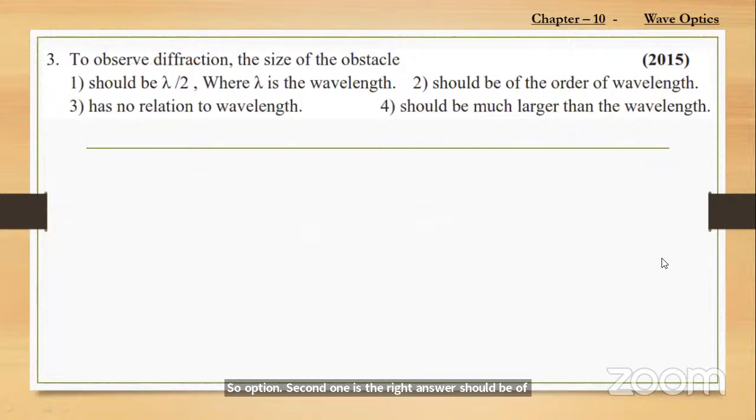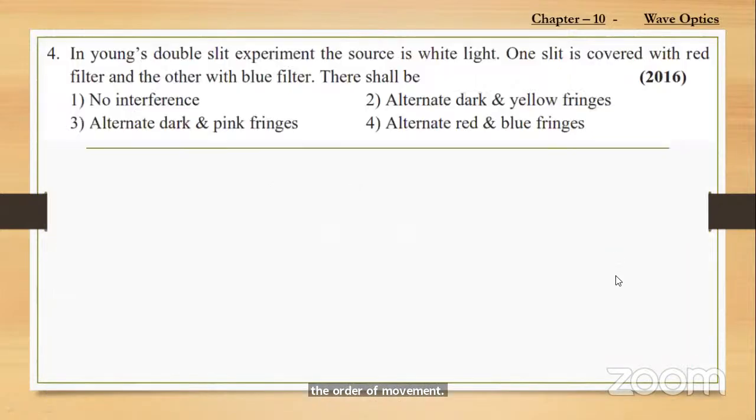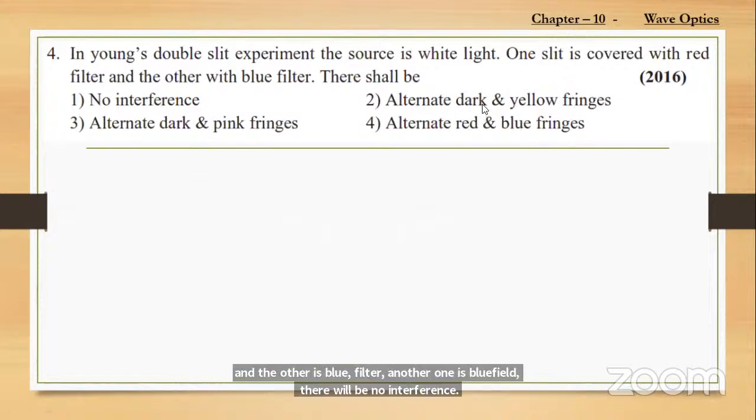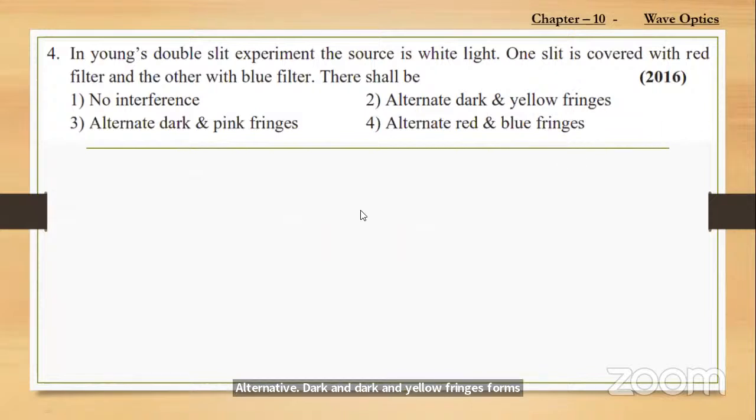Okay, students. Next one, in a Young's double slit experiment, if you replace the source of white light, one slit is covered with a red filter, and the other slit is covered with a blue filter. The options are: there will be no interference, alternate dark and yellow fringes form, alternate dark and pink fringes form, or alternate red and blue fringes form.